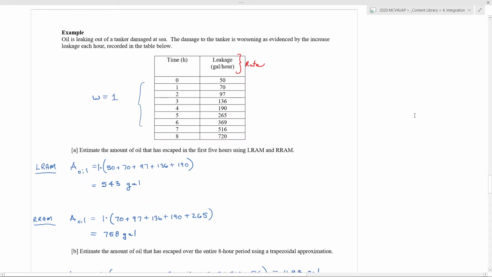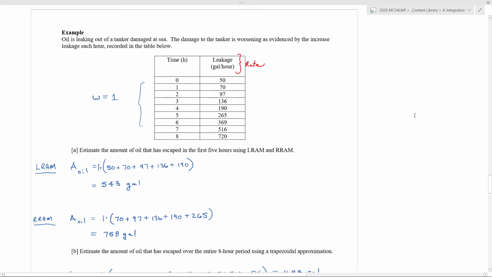Oil leaking out of a tanker damaged at sea. The damage to the tanker is worsening as evidenced by the increased leakage each hour recorded in the table below. So we've got a rate in gallons per hour, and we've got that rate at a bunch of times from 0 to 8. Part A is asking to estimate the amount of oil that has escaped in the first 5 hours using LRAM and RRAM.